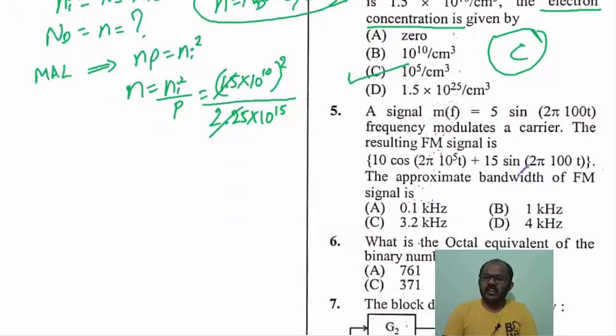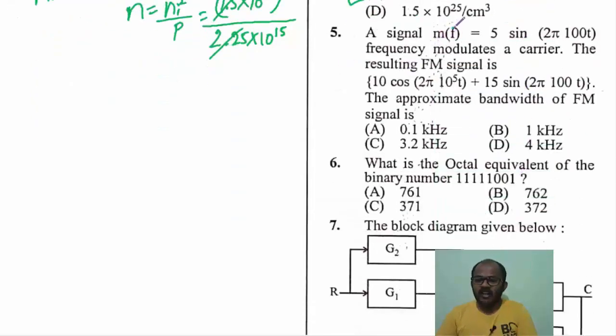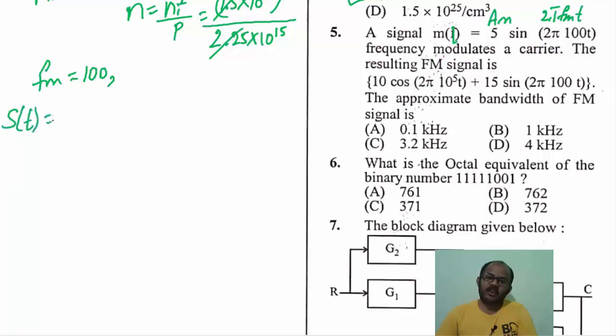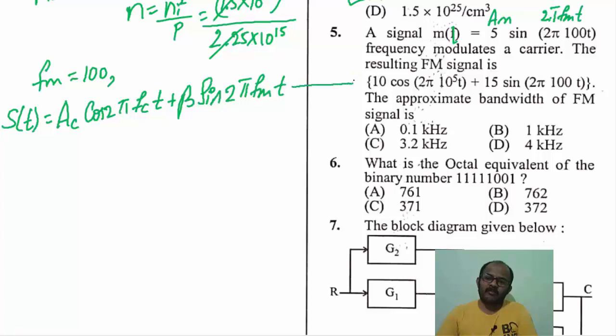Fifth question, what they have given is a signal m of t, so the modulating signal is given by Am sine of 2 pi fmt. What is the value of Fm? Fm they have given as 100. It is frequency modulated by a carrier and the resulting FM signal, I can call it S of t, which equals Ac cos of 2 pi fct plus beta times sine of 2 pi fmt. So this equation I have to compare with this one.